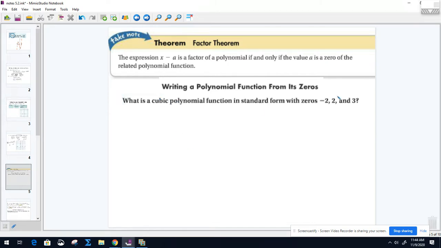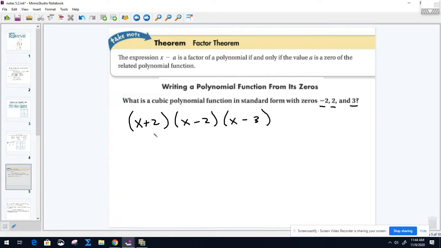So if -2 is a 0, its factor is x plus 2. You just put an x in front and change the sign. For 0 of 2, I put an x in front, I change the sign. And for 3, I put an x in front, I change the sign. So these would be the 3 linear factors given these 3 zeros.